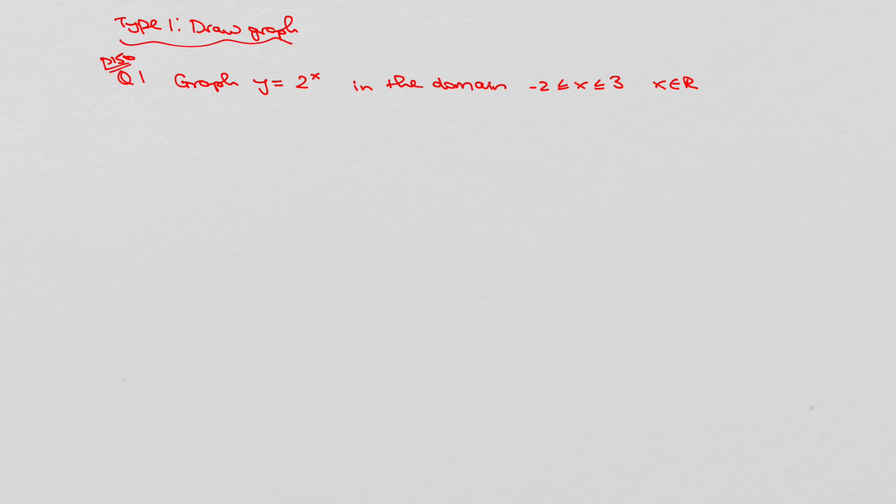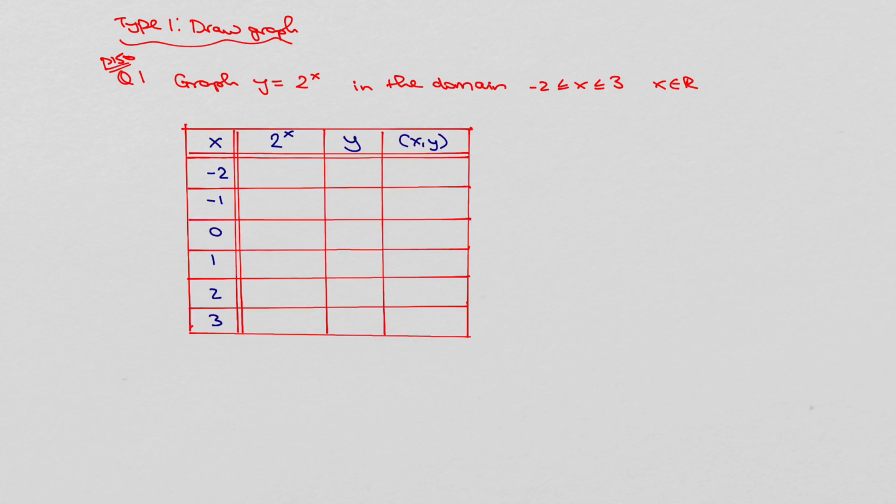So we're going to graph y equals 2 to the power of x in the domain of minus 2 less than or equal to x less than or equal to 3. So we start by making our table. So we have 2 to the power of minus 2, 2 to the power of minus 1, 2 to the power of 0, 2 to the power of 1, 2 to the power of 2, and 2 to the power of 3. So 2 to the power of minus 2 is a quarter.